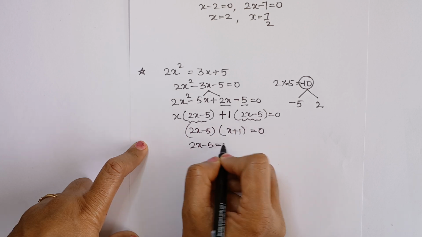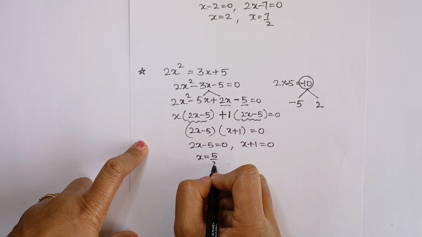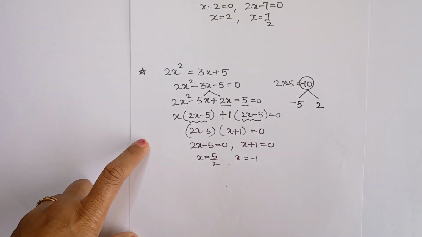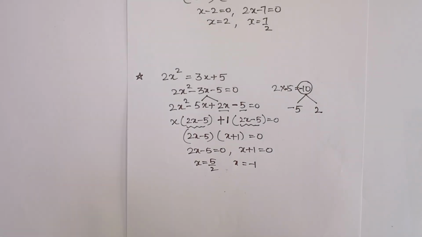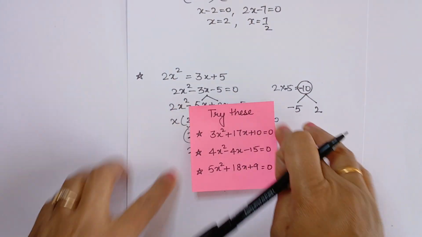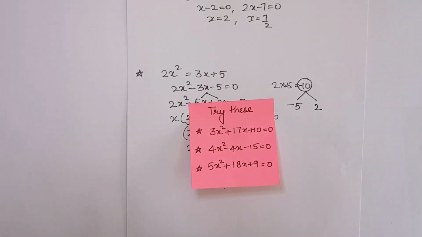2x minus 5 is equal to 0. x plus 1 is equal to 0. x will be 5 by 2. x is equal to minus 1. Now you can try these and check, write your answer in the comment box.